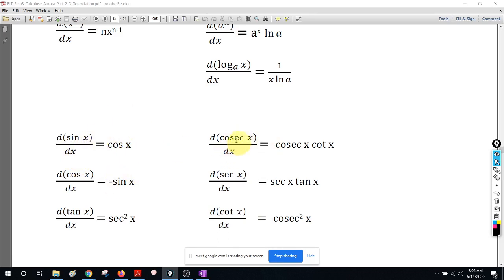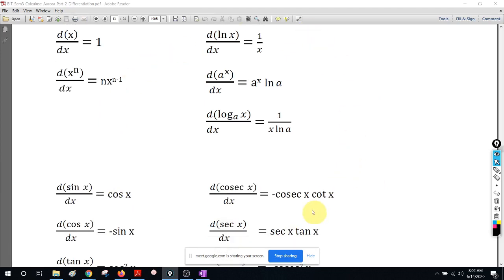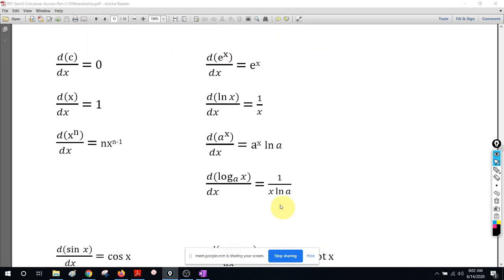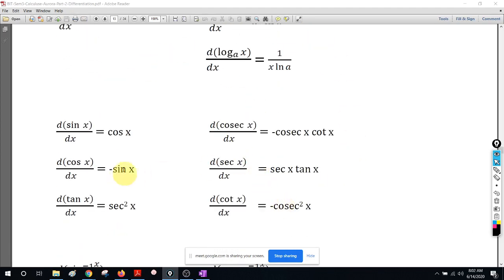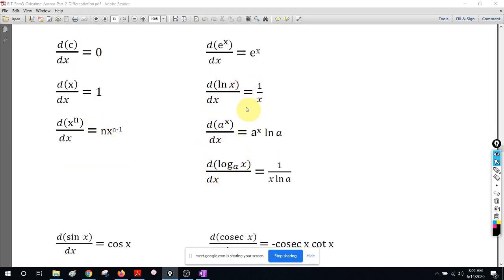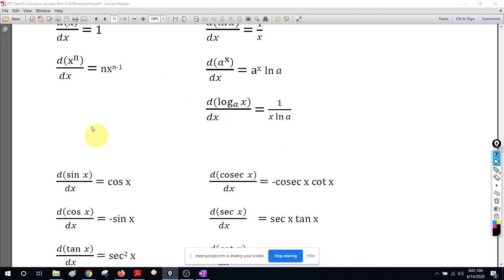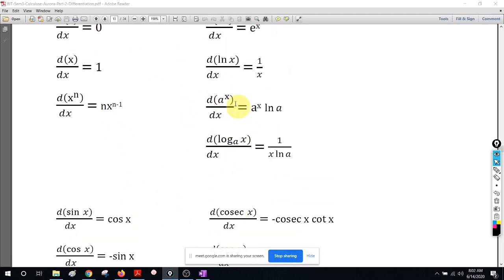Then the derivative of cosec x is minus cosec x cot x. The derivative of sec x is sec x tan x. The derivative of cot x is minus cosec squared x. If you can remember these things, you can see there is nothing much, only about 3, 6, 7, 8, 9, less than 15. If you can remember these, you can do any of the derivative questions in your paper too.